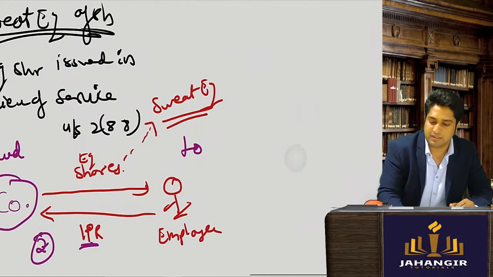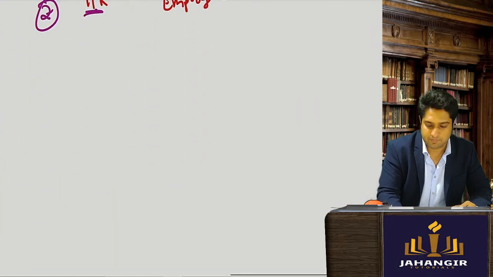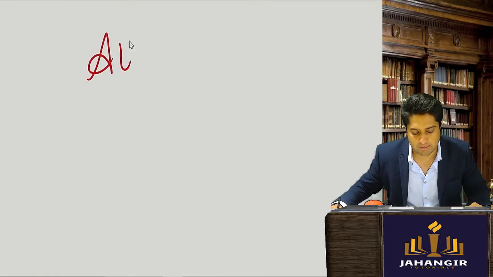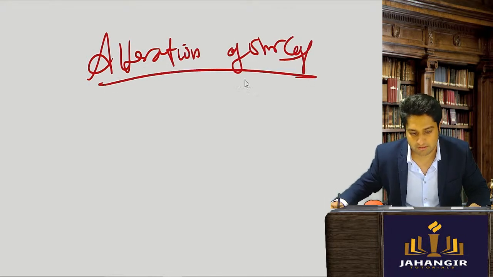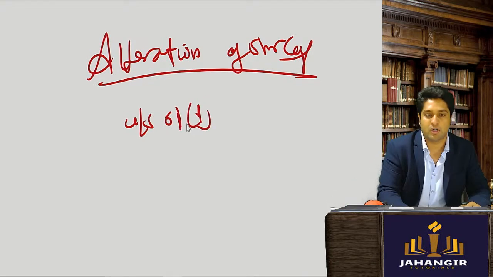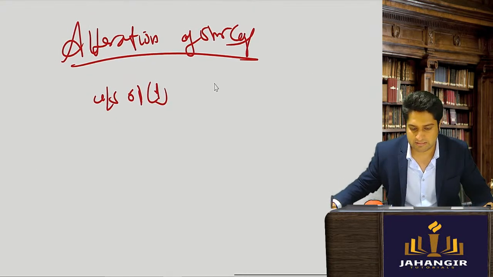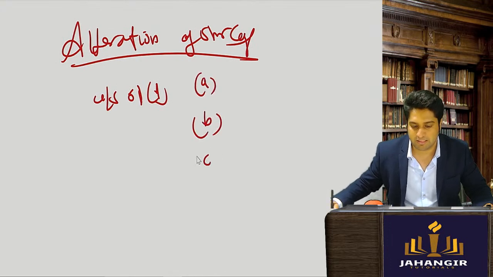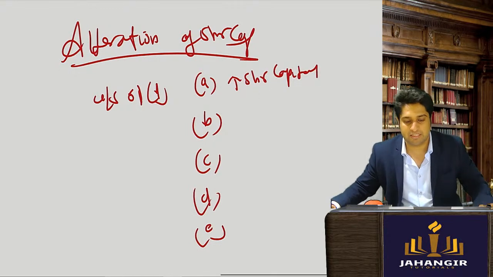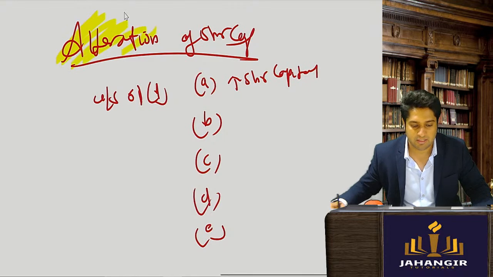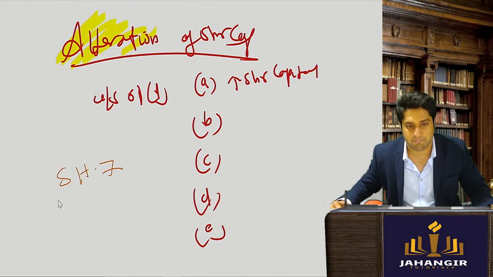Quickly, so what does this mean? Alteration of share capital is given under section 61 subsection 1. What does it talk about? Let's see. First, they have given you 5 points, A, B, C, D and E. If I'm increasing my share capital, then I'm bringing changes. I need to inform ROC in form number SH7.